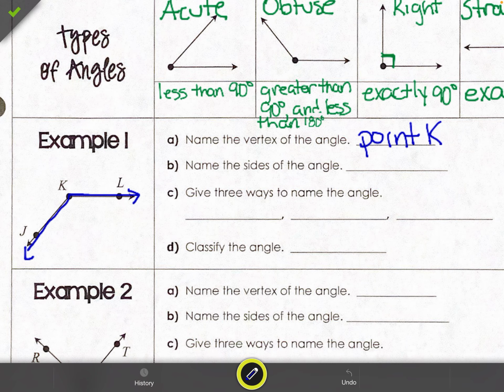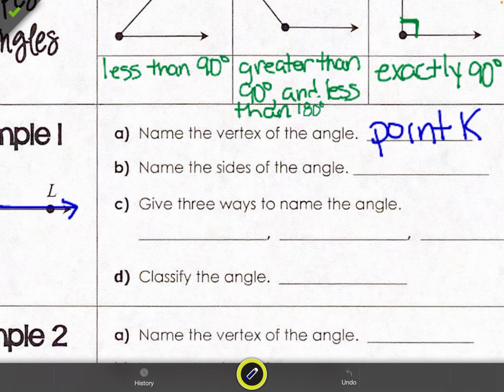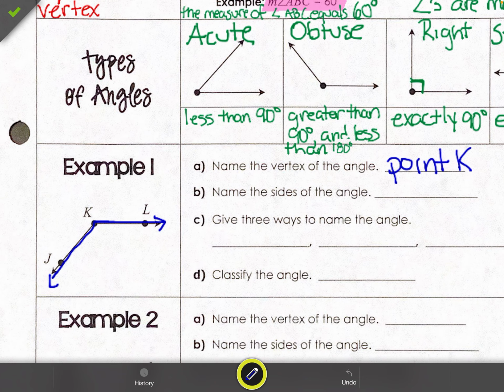Now, they want us to name the sides. So I kind of already did that. We said this side on the top is ray KL. And you'd have to say KL, not LK, because it starts at K, goes through L. And the other side would be ray KJ.